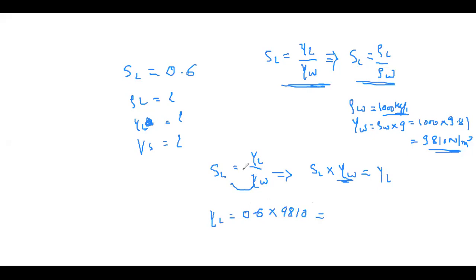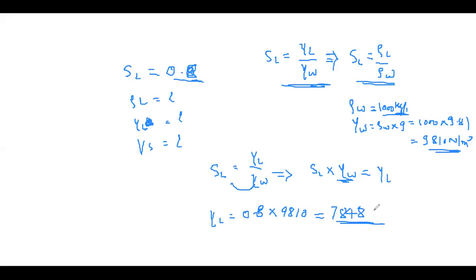9810. How much is it? SL is equal to SL, 0.8. Okay, so let's write 0.8 here, and here also 0.8, and now multiply both the values. I will multiply 9810 multiplied by 0.8. We got 7848. Correct.